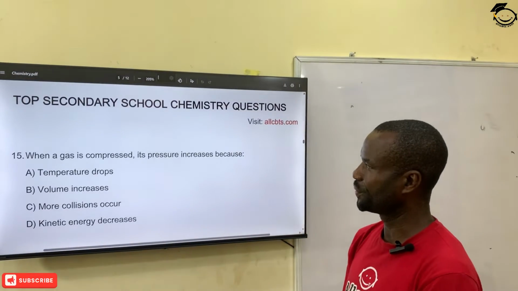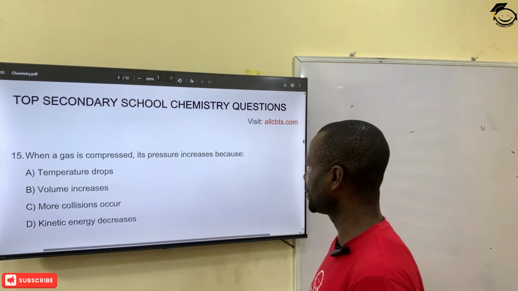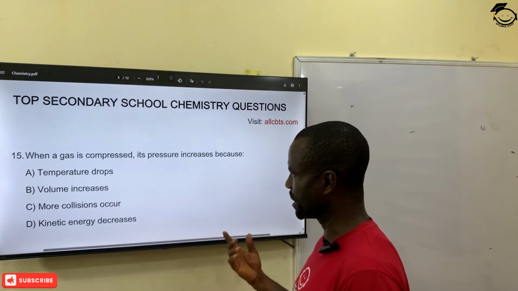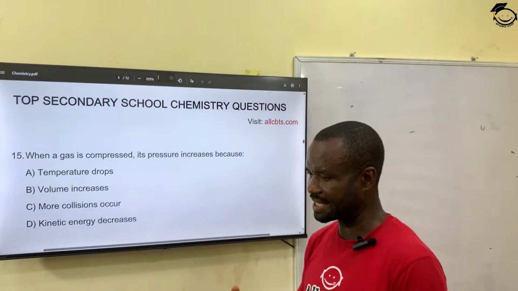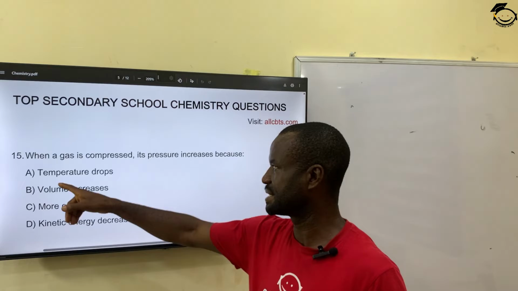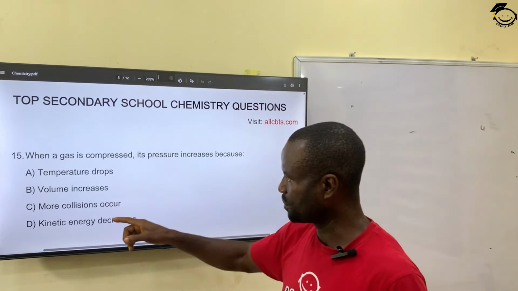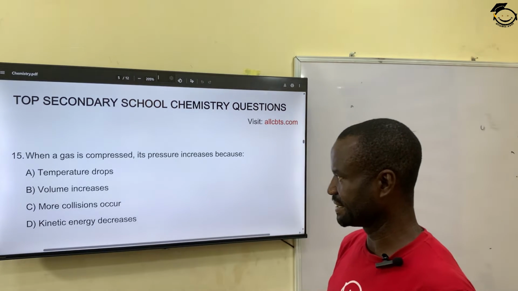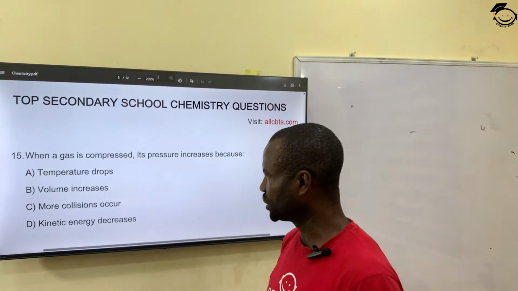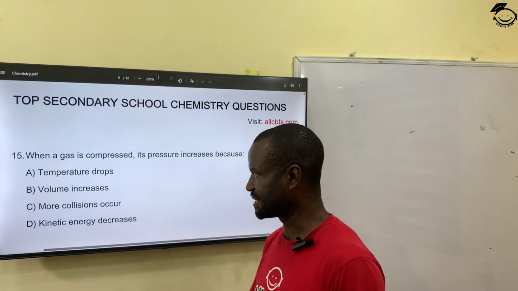Question 15. When a gas is compressed, its pressure increases because... Why? A, because temperature drops, B, volume increases, C, more collision occurs, D, kinetic energy decreases.